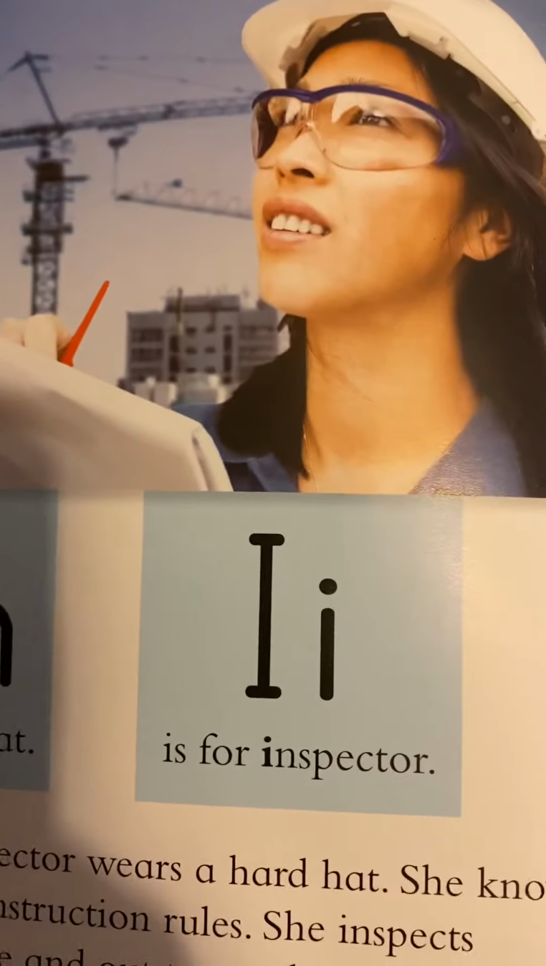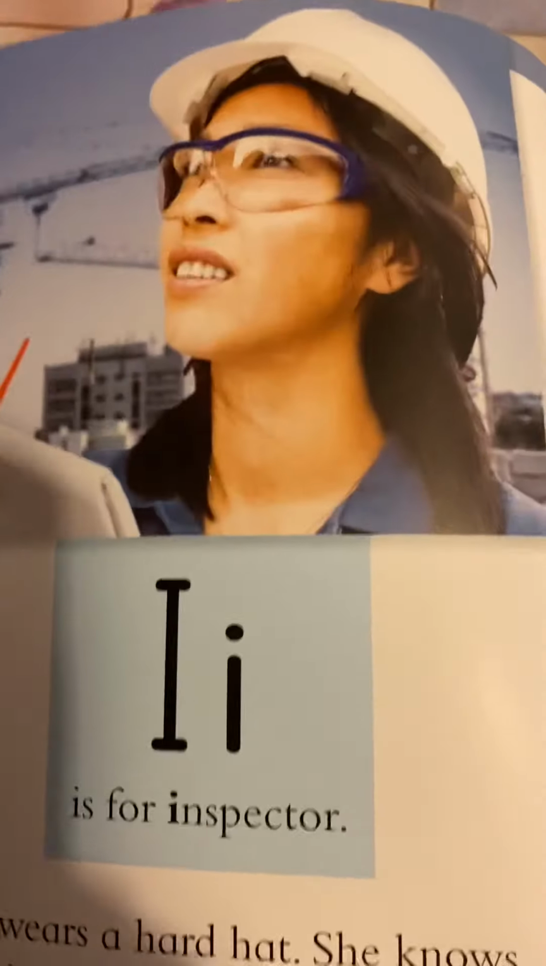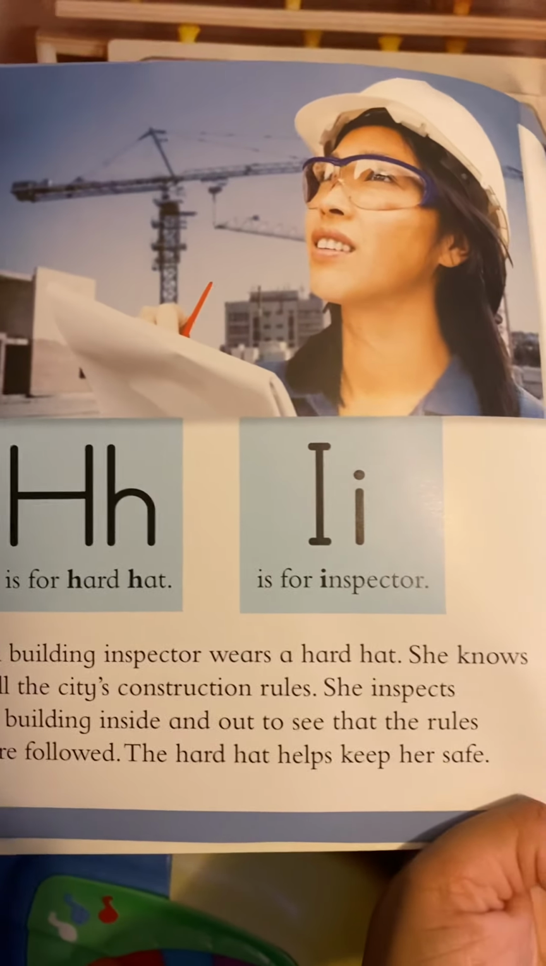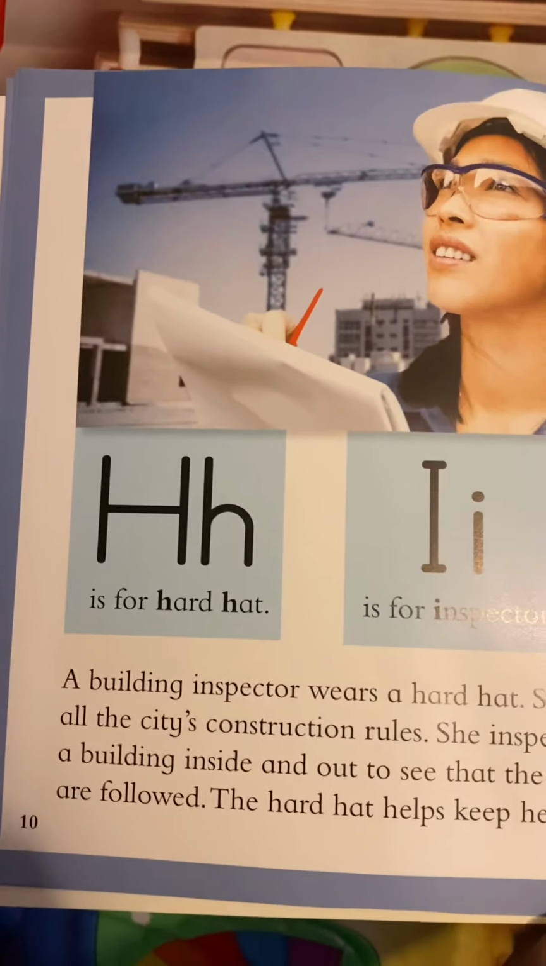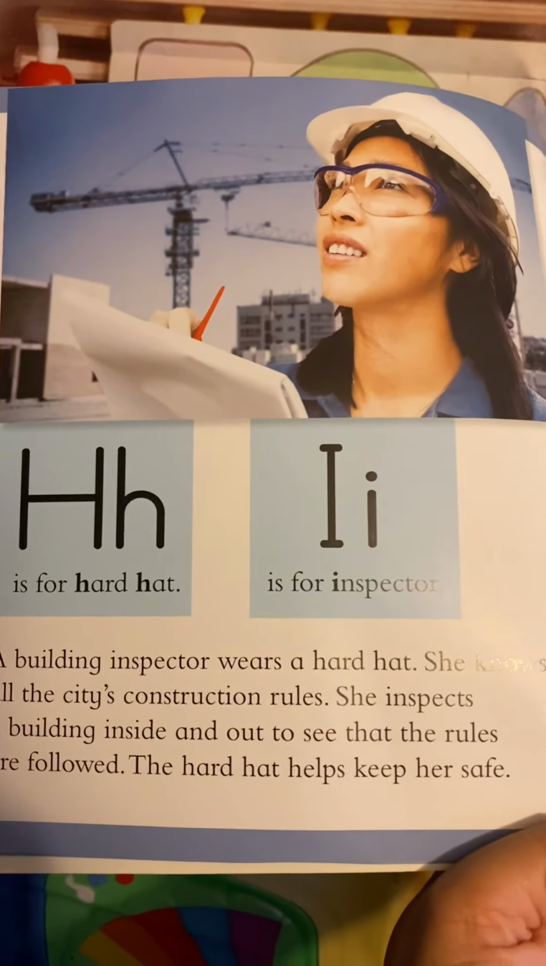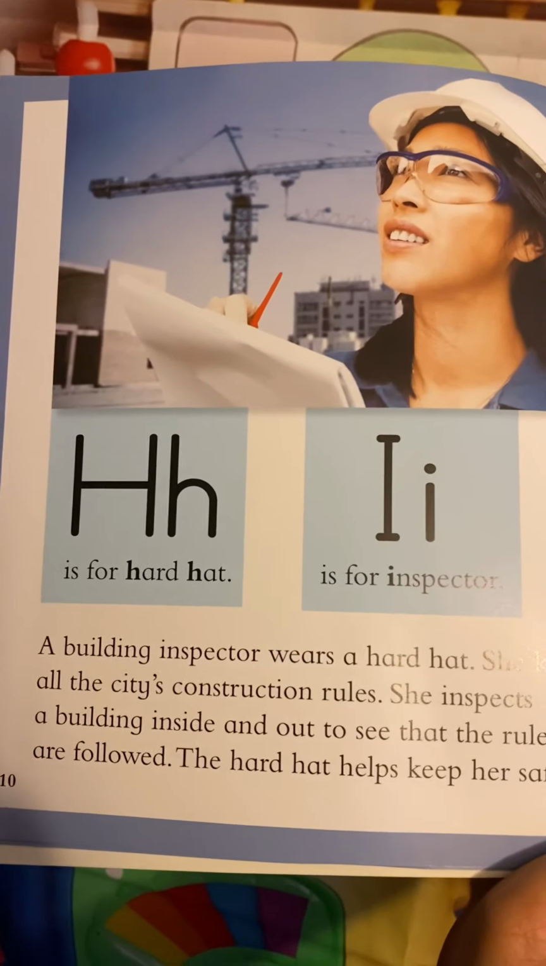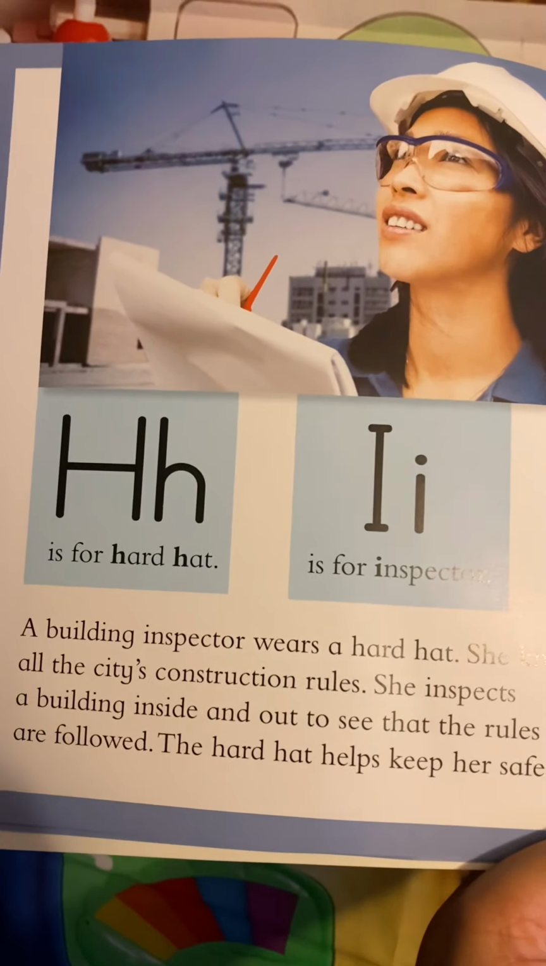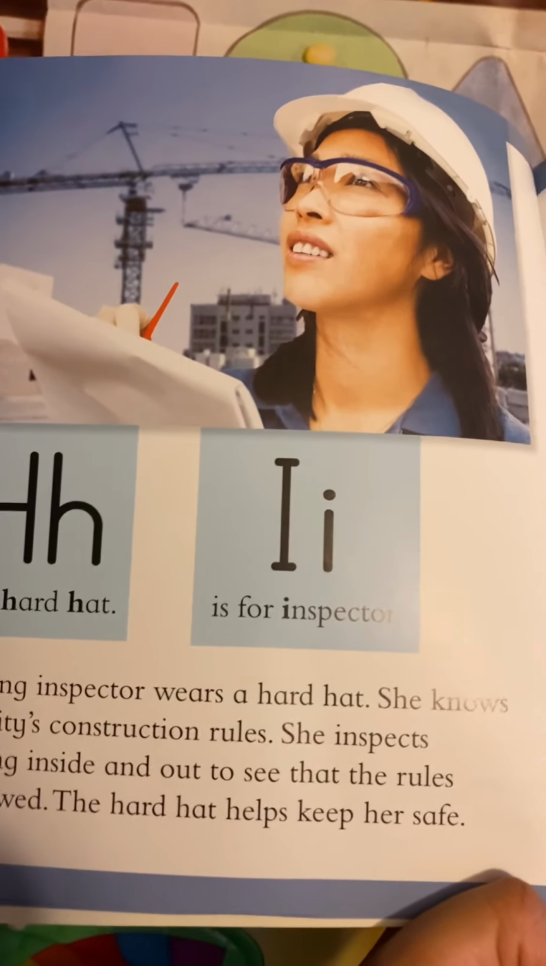And they're also using this letter too, I. So it's H and I. H is for hard hat. I is for inspector. A building inspector wears a hard hat. She knows all the city's construction rules. She inspects a building inside and out to see that the rules are followed. The hard hat keeps her safe.